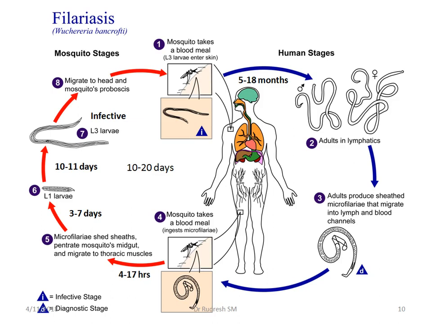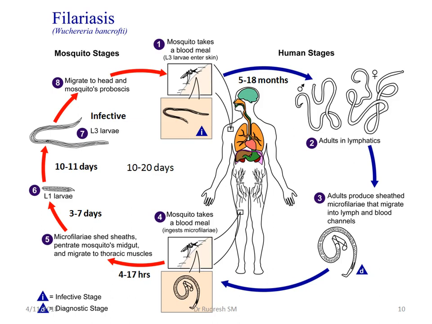So the mosquito, during the blood meal, ingests the microfilaria. These microfilaria reach the midgut, and they penetrate the midgut, reaching the thoracic muscles. This takes around 4 to 17 hours.